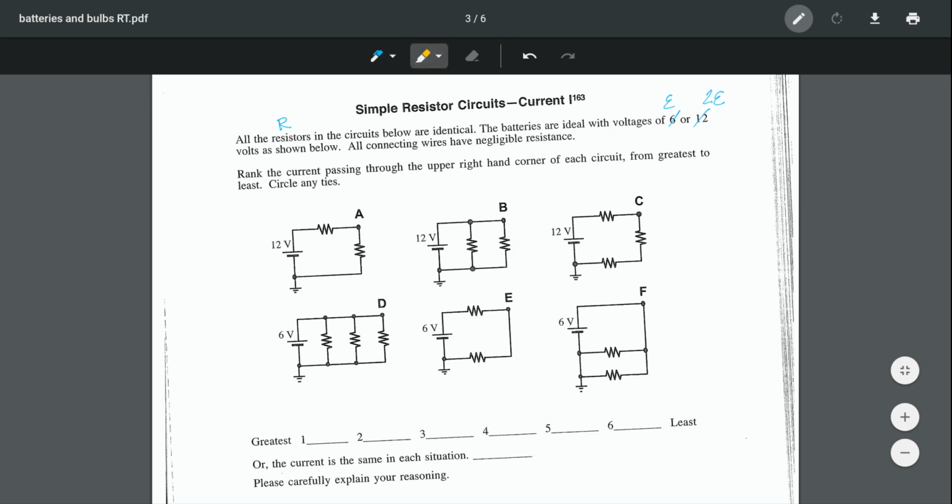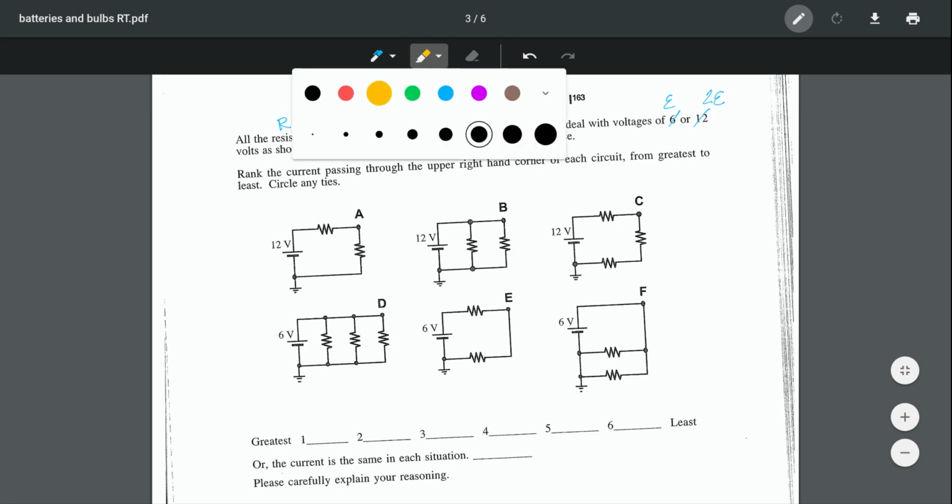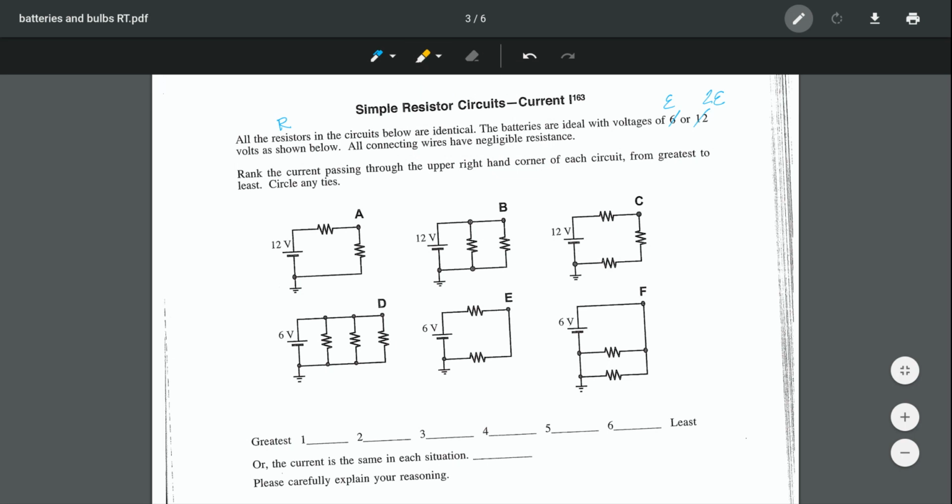I'm going to go to my highlighter here. Note that I'm just going to highlight these upper right-hand corners. It's the current flowing through that point that we care about. One of the things I want you to notice is that in all cases except B and D, let me look at this again. Yeah, in all cases except B and D, it's just the same as the battery current. So you can use that fact. That can be useful to you.